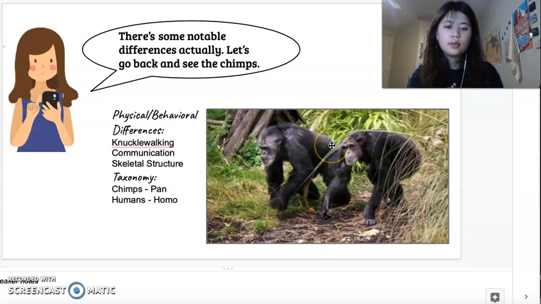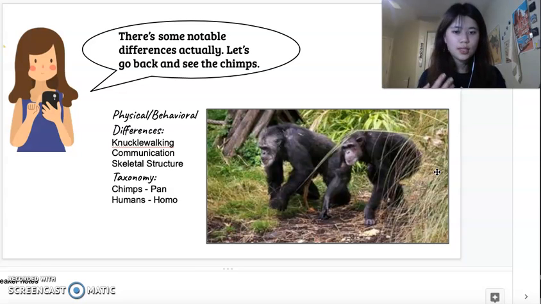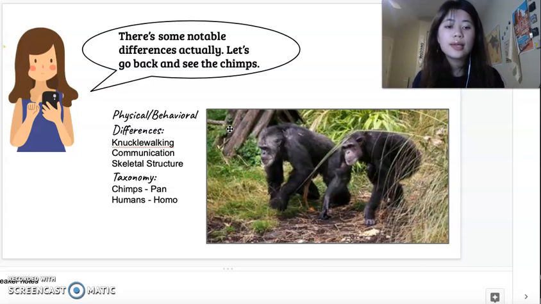And as far as we're concerned, they don't have as complex a language as we do. And as we learned from the lab before, their skeletal structures are different, like the skull shape and the spines and how their hands are. And also they're in a completely different genus from us. We're of the Homo genus and they're of the Pan.